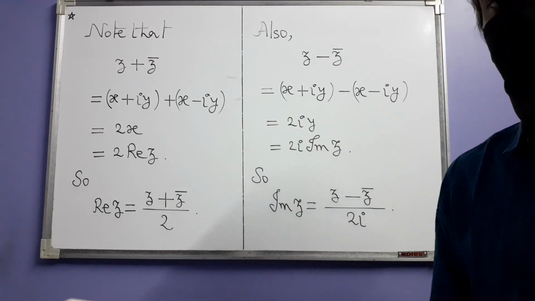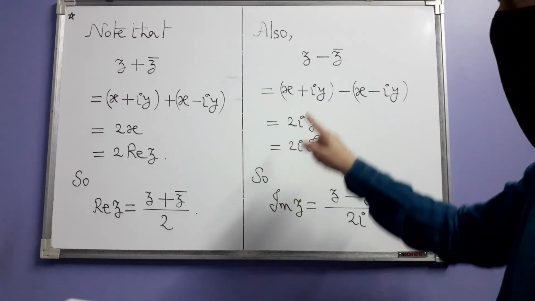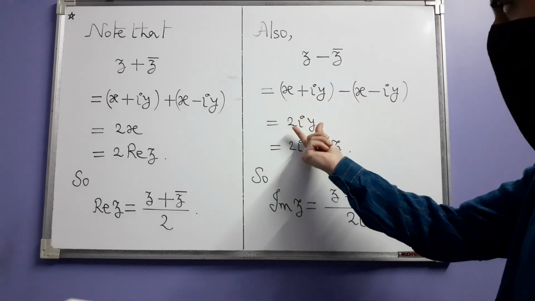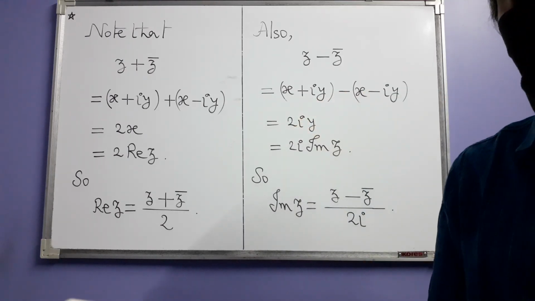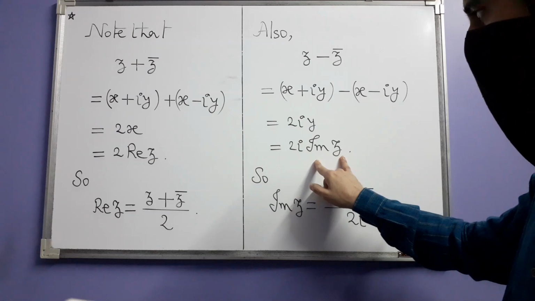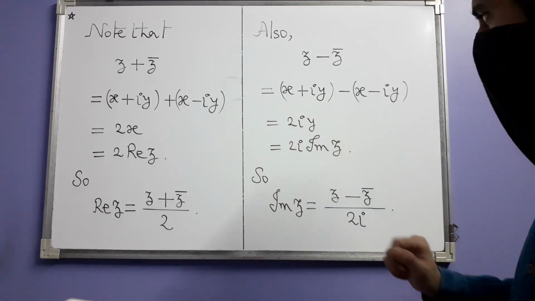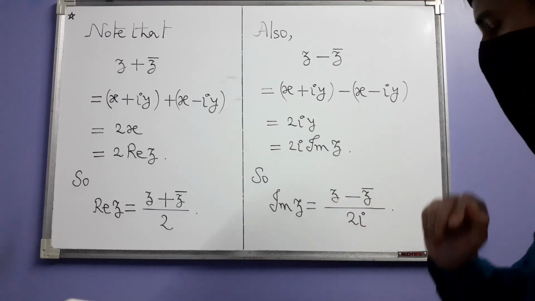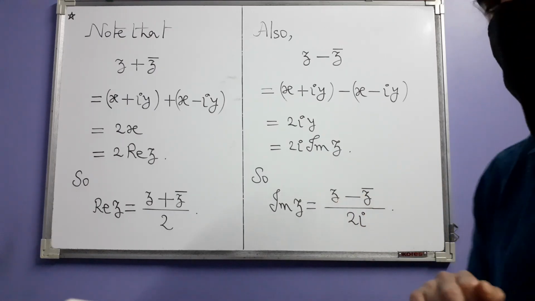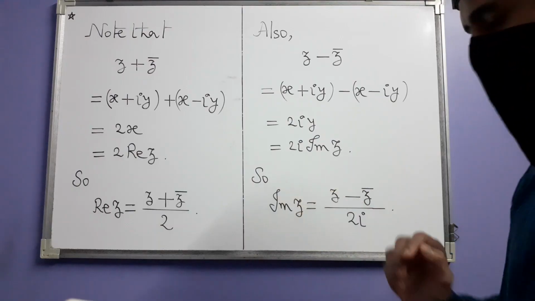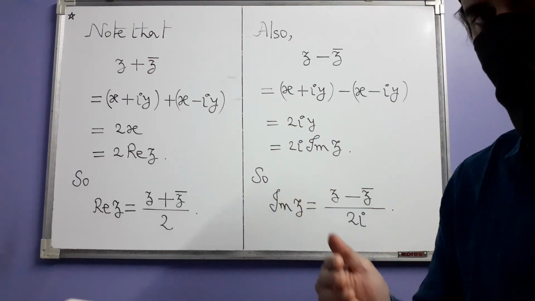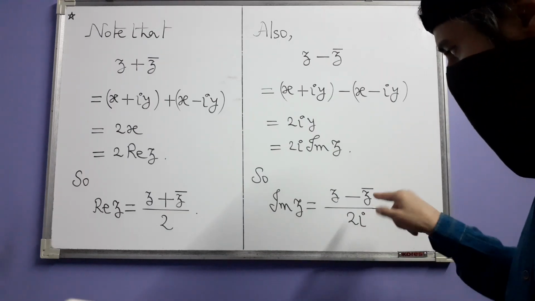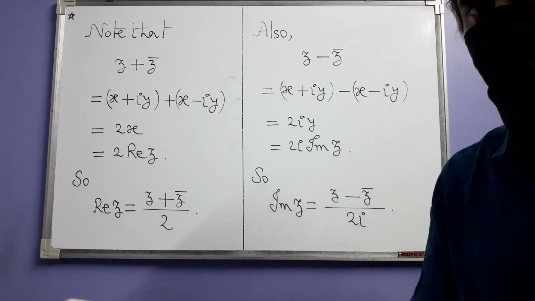And similarly, if instead of the sum one takes the difference z minus z bar, then one gets 2i times y, or 2i times the imaginary part of z, because y is the imaginary part. Or in other words, the imaginary part of z equals z minus the conjugate of z divided by 2i. So you have expressed the imaginary part in terms of z and its conjugate. Do not forget this i, okay? Sometimes we forget this i, but that's wrong.